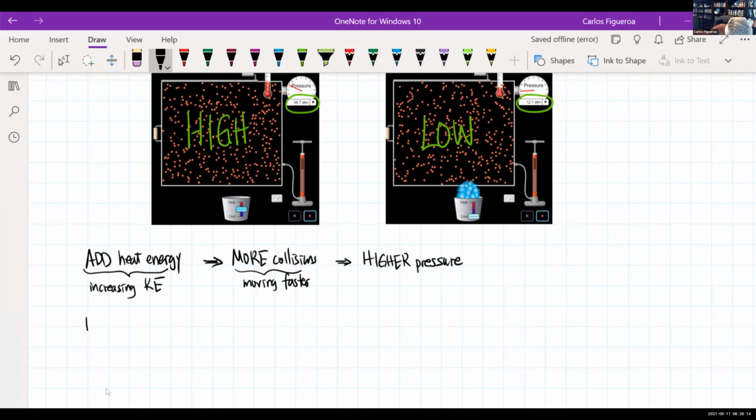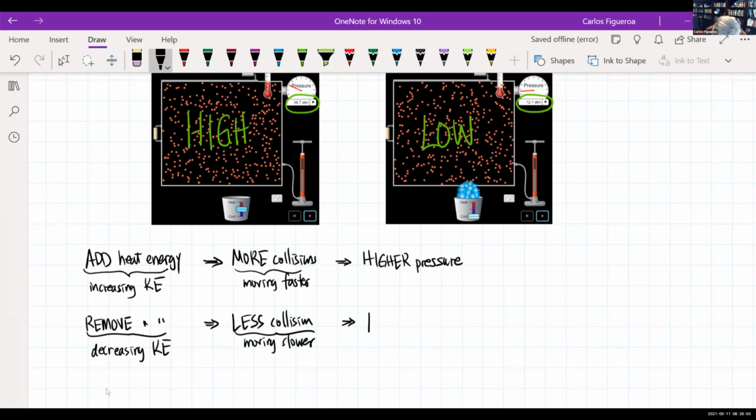However, if we remove heat energy, we're not increasing kinetic energy, we're decreasing kinetic energy. And if we decrease kinetic energy, then the molecules, because they're moving slower, have fewer collisions. And therefore, this creates a lower pressure.